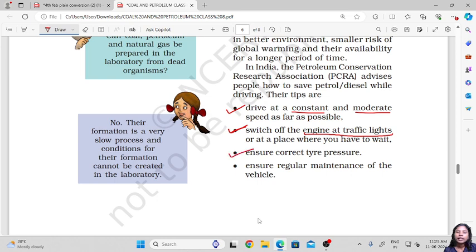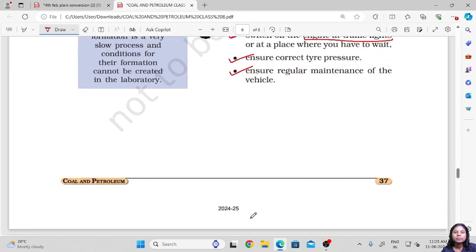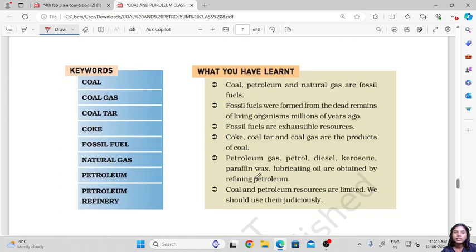Then ensure the correct tire pressure, and also ensure that our bikes or our cars have regular maintenance from time to time. So in this chapter, what we learned is coal, petroleum, and natural gas are fossil fuels. Fossil fuels were formed from the dead remains of living organisms millions of years ago. Fossil fuels are exhaustible resources.